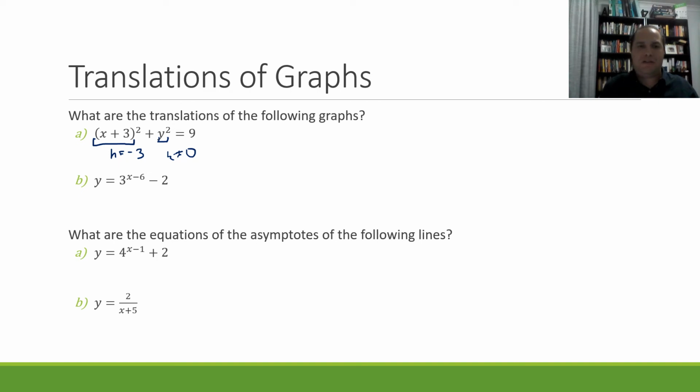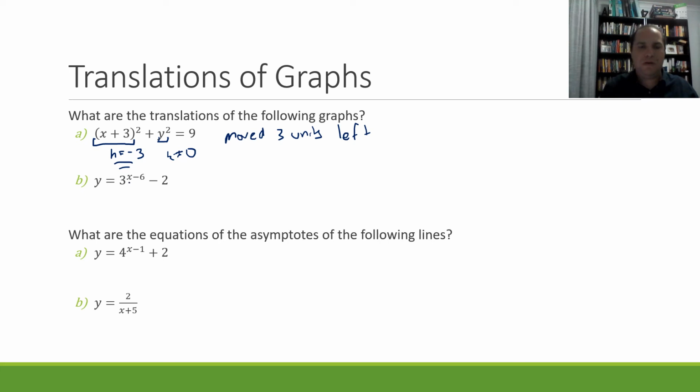So what are the translations of this graph? Well, the h value is negative 3, so we can say it's moved 3 units, and the negative direction is to our left, so it's moved 3 units left.